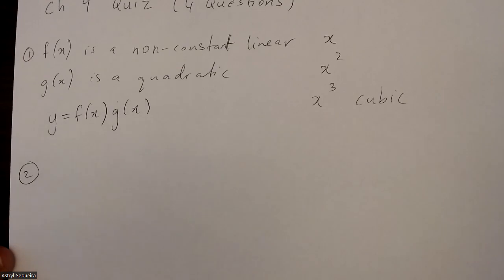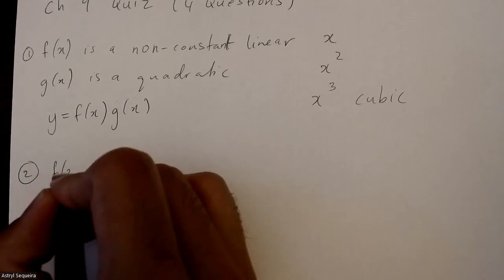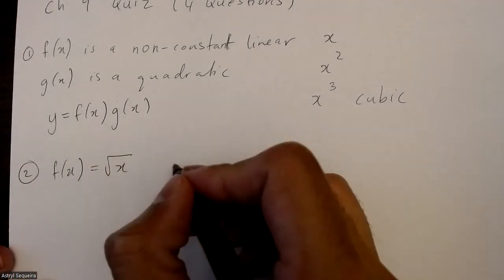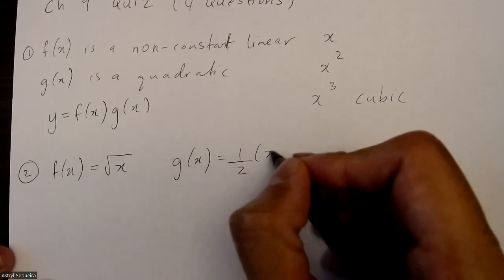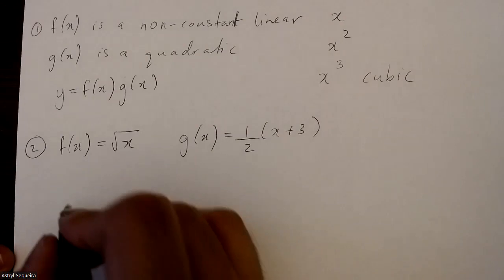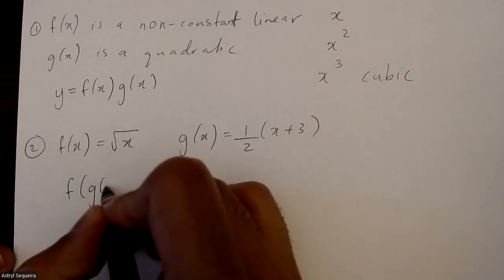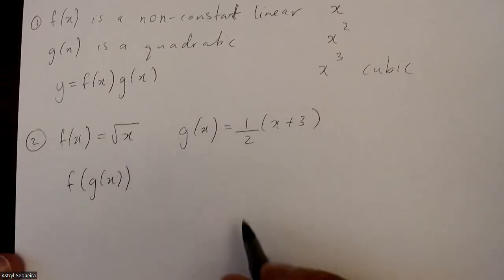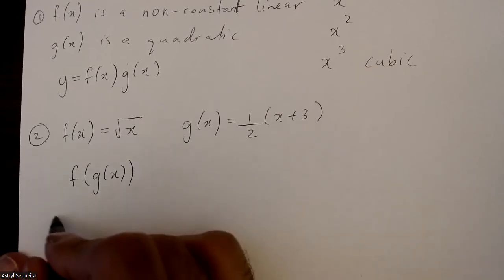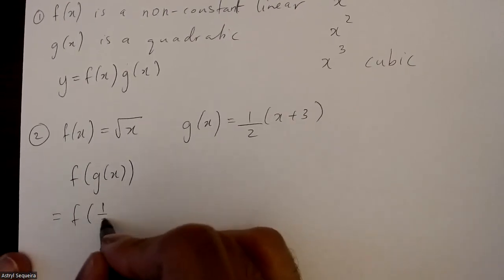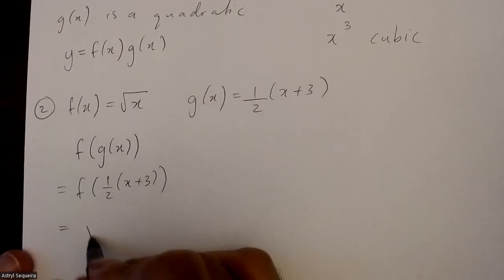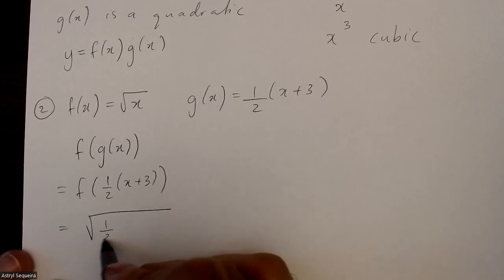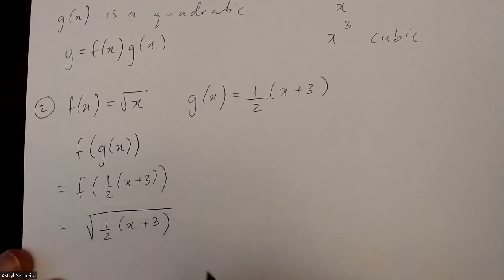Question number 2. f of x equals root x and g of x equals 1 over 2 times x plus 3. And what does the graph of f of g of x look like? So f of g of x is just f of 1 over 2 x plus 3, which is just the square root of 1 over 2 x plus 3.